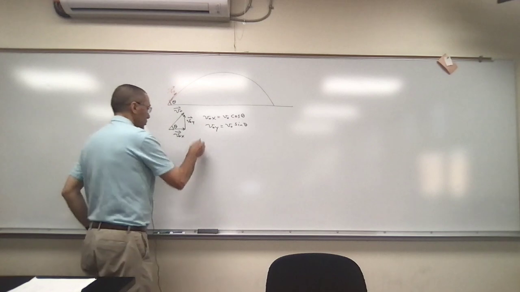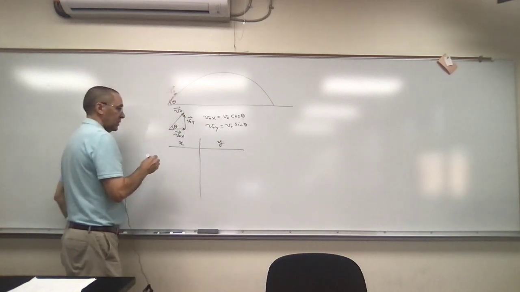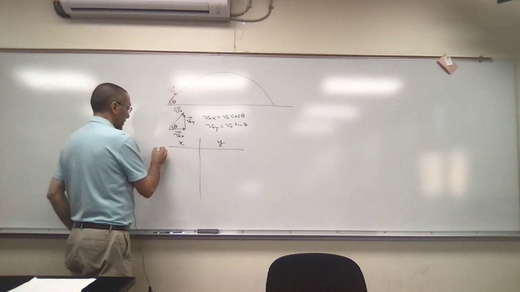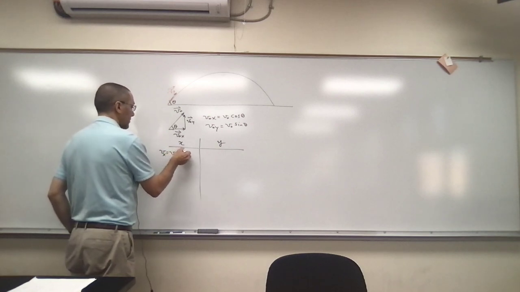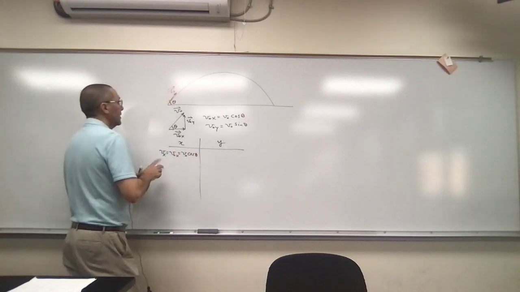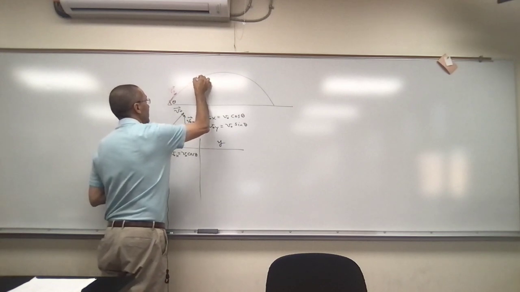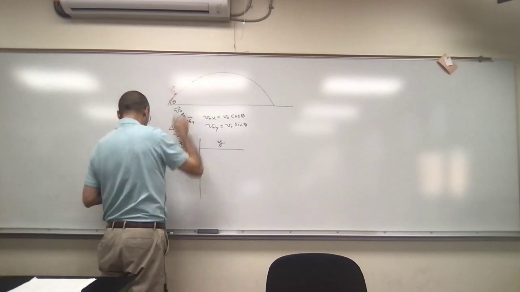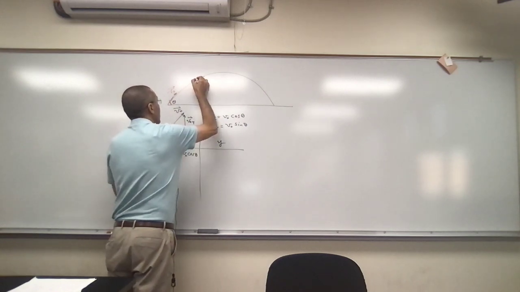Now let's describe the motion here. I'm going to break it into an x and a y direction. Well, in the x direction, Vx is equal to V0x, which equals V0 cosine of theta. What do I mean by that? Well, let's say at a later time you are here. Now your velocity should be tangent to the curve at that point.